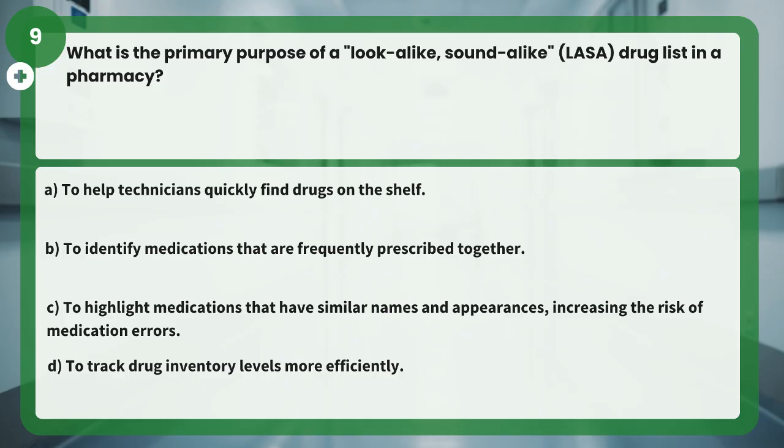Question 9. What is the primary purpose of a look-alike, sound-alike (LASA) drug list in a pharmacy? A. To help technicians quickly find drugs on the shelf. B. To identify medications that are frequently prescribed together. C. To highlight medications that have similar names and appearances, increasing the risk of medication errors. D. To track drug inventory levels more efficiently.